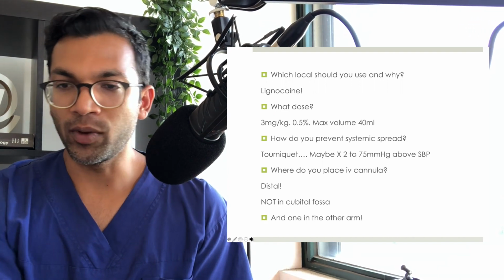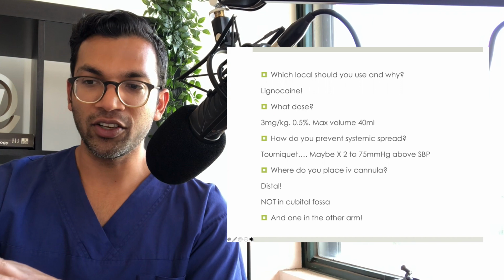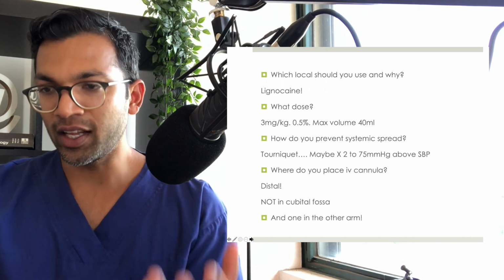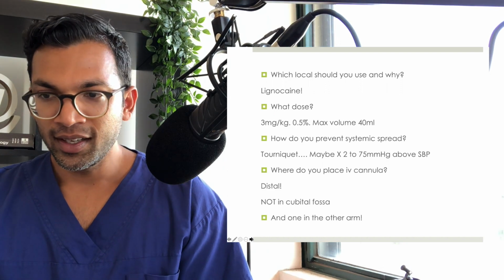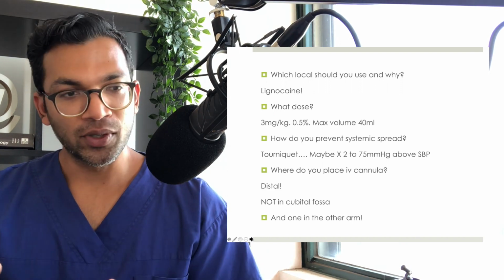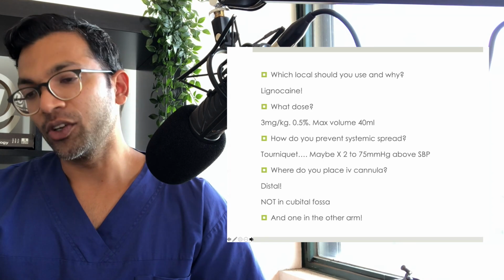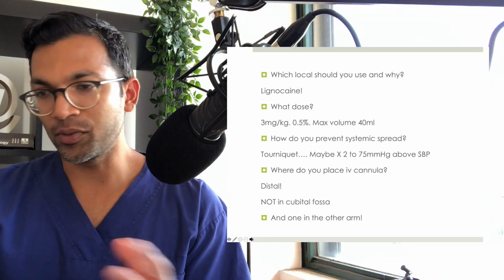And then you also put one in the other arm. One is for giving the injection of local anesthetic. The other one is for other medications, sedation, resuscitation, as you might need to do it. Now, that was me just going through the principles of a Beers block, but also going through some of the pitfalls and some of the reasons why.